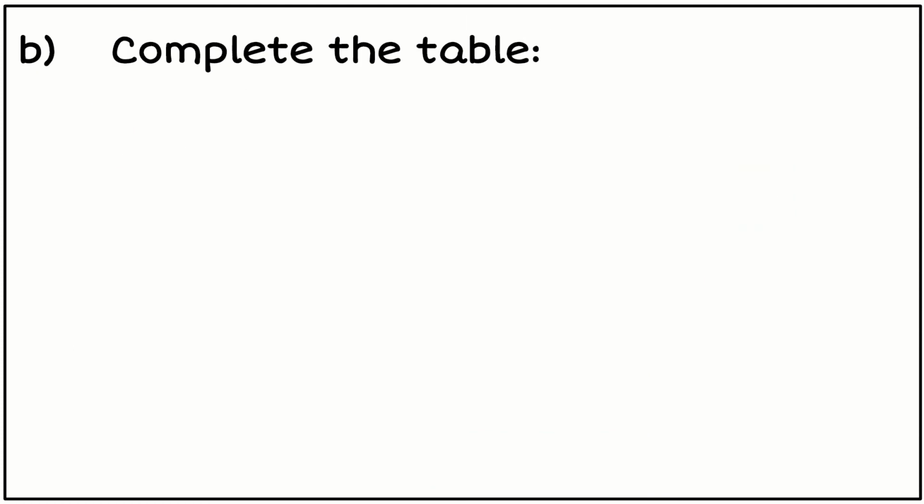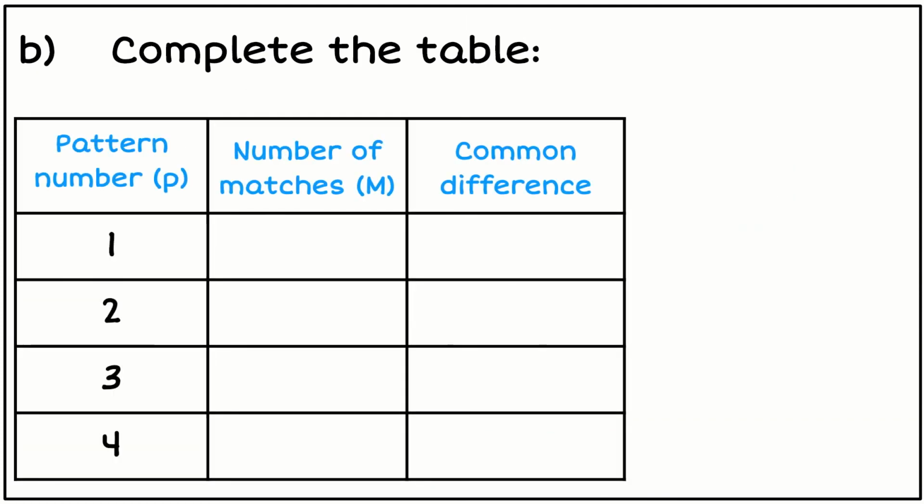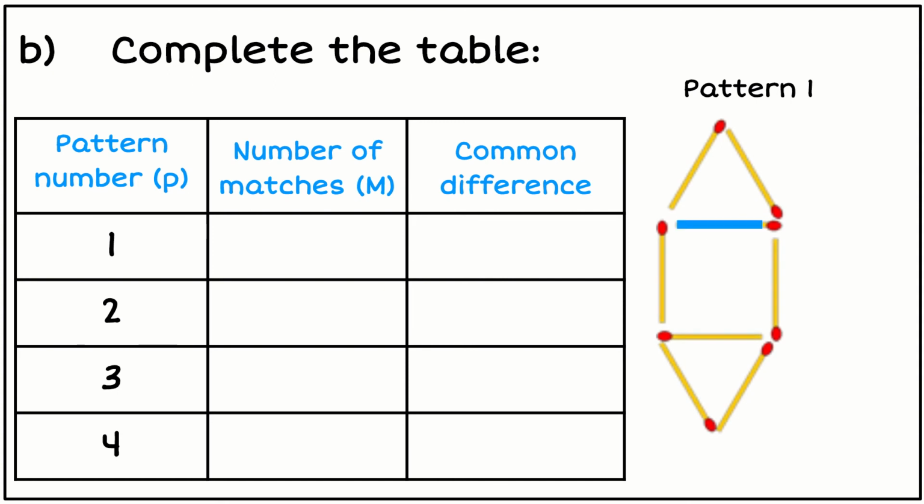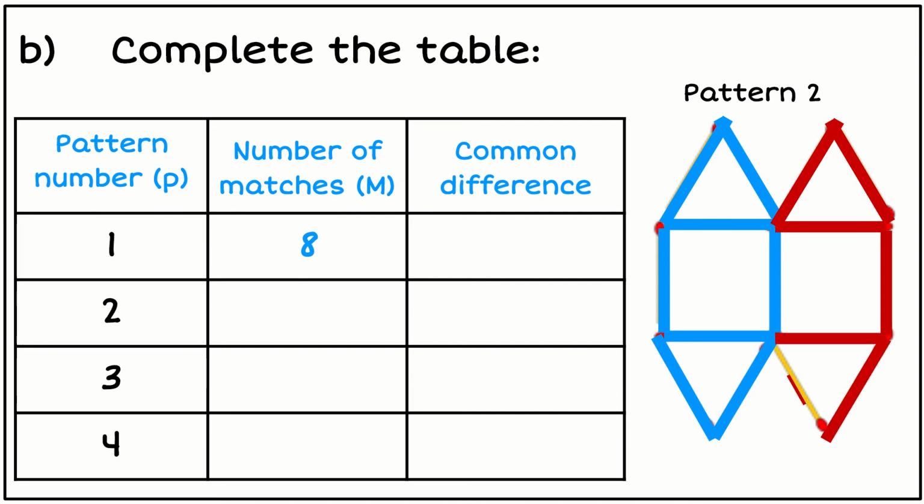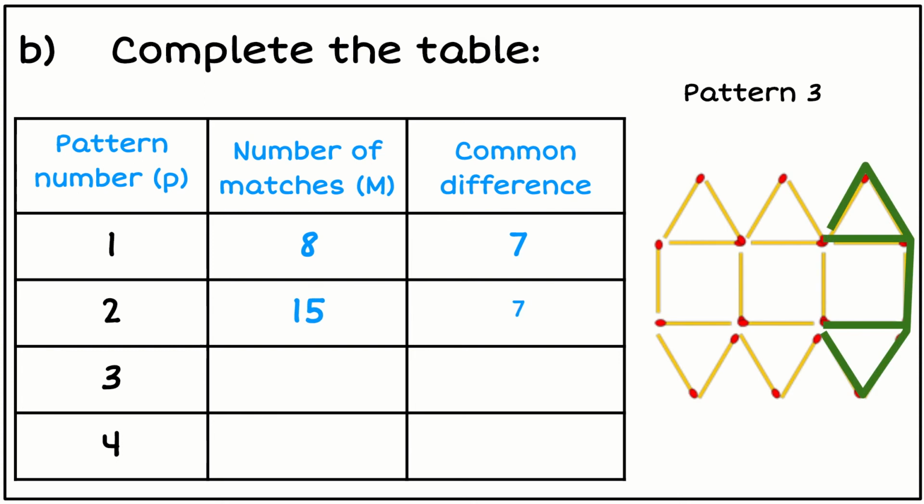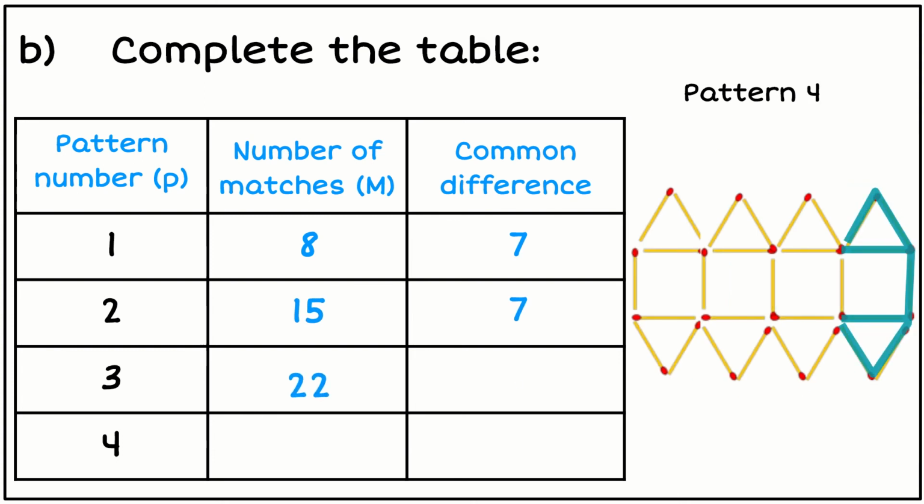Let's complete the table. Here are our pattern numbers, and here's our pattern number 1. Count the matchsticks: 3, 4, 5, 6, 7, 8. So pattern 1 has 8 matches, and now at pattern 2 we add 1, 2, 3, 4, 5, 6, 7 more, which gives us 15 matches. Add on another 7 for pattern 3, add on another 7 for pattern 4, and so on.